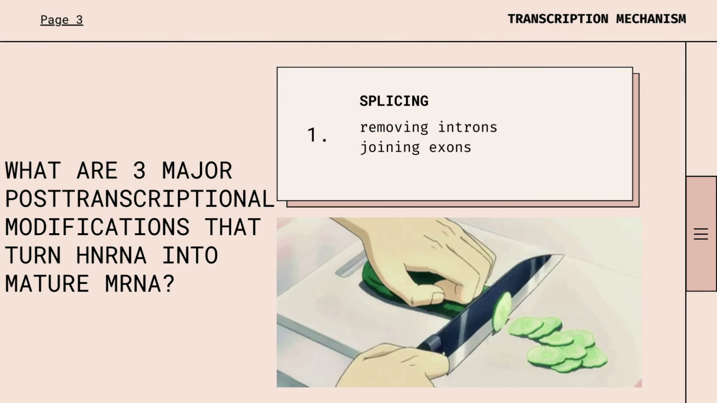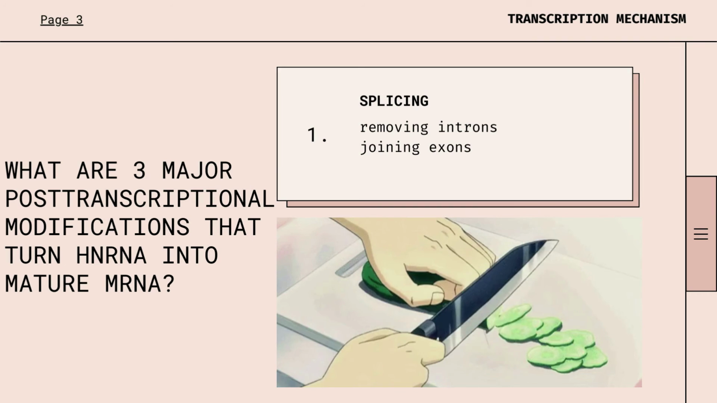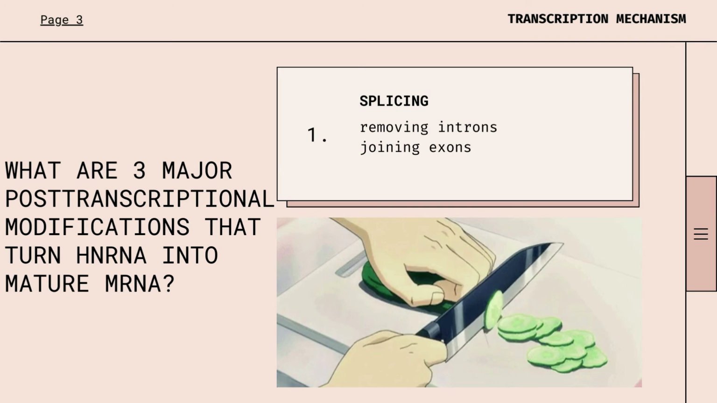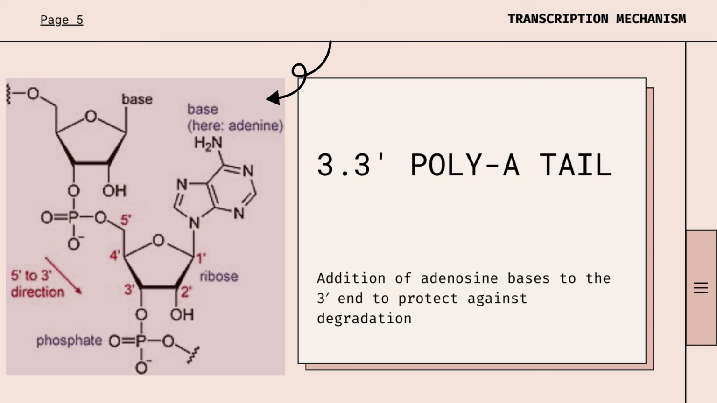What are three major post-transcriptional modifications that turn hnRNA into mature mRNA? The first stage is splicing, by removing introns and joining of exons. The second step is the 5' cap, which is the addition of a 7-methylguanylate triphosphate cap to the 5' end of the transcript. The last step is the 3' polyadenylation, which is the addition of adenosine bases to the 3' end to protect against degradation.